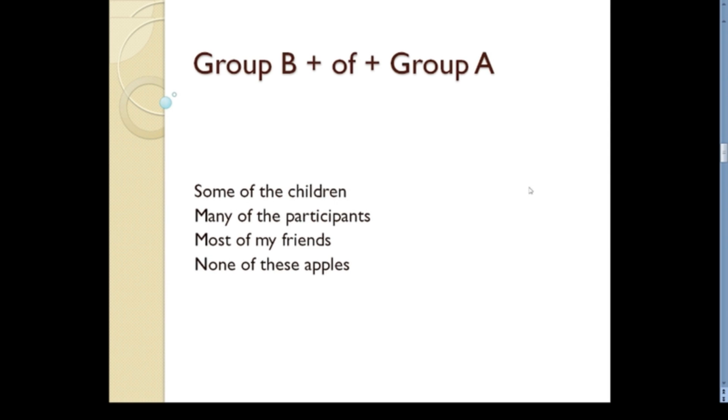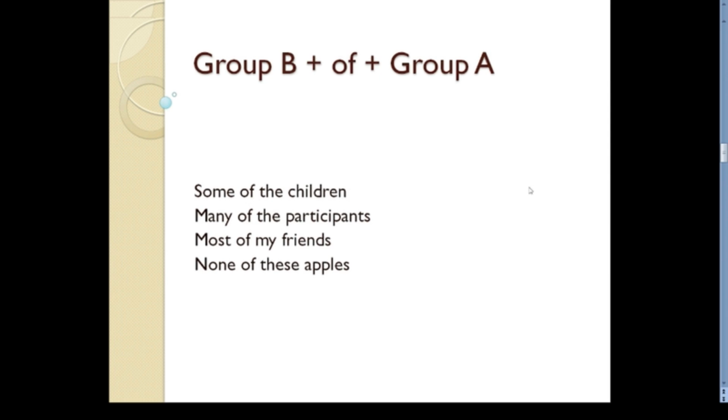Likewise, in the next example, we can say many participants. In this case, the noun participants does not have any Group A determiner with it. Hence, we said many participants. However, we have to say many of the participants. Here, the noun participants already has an article with it. Hence, we wrote many of. Now the next example, most of my friends. Here the noun friends has a possessive, my, with it. Hence, we wrote most of my friends.